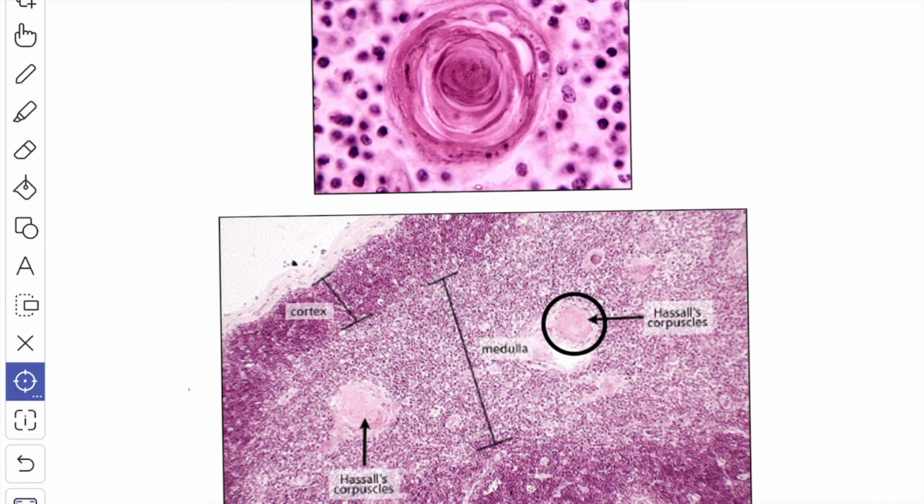Enlargement of the thymus is often associated with the disease called myasthenia gravis. In this condition, there is a great weakness of the skeletal muscle. So here the thymus is enlarged and there may be a tumor in it. Removal of the thymus may result in improvement in some cases.